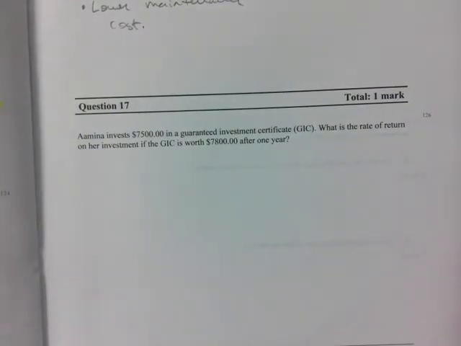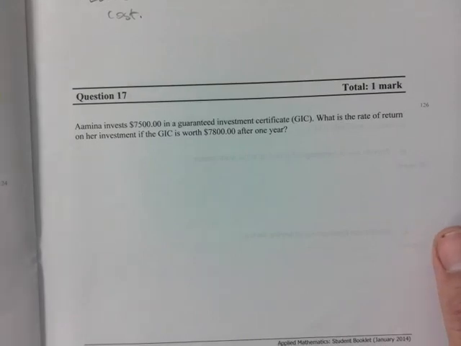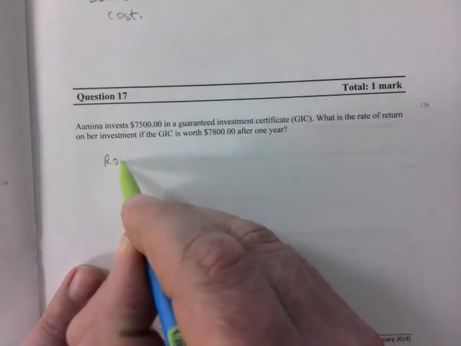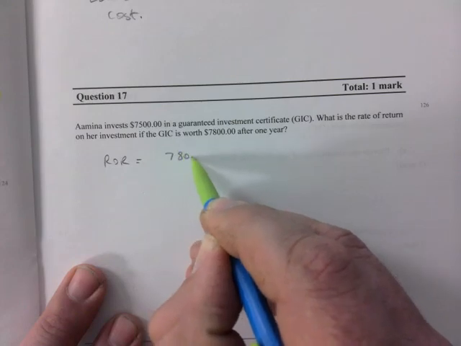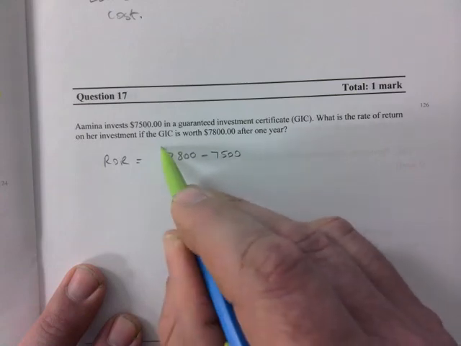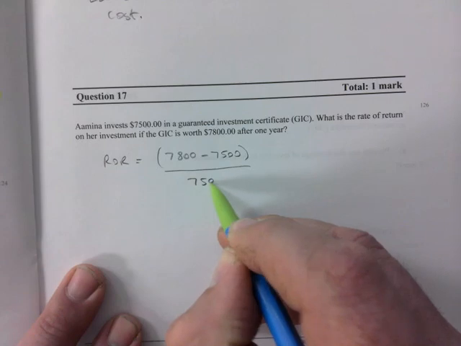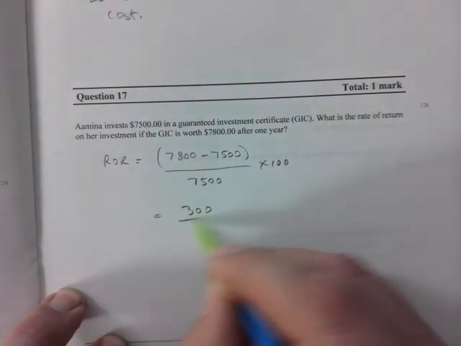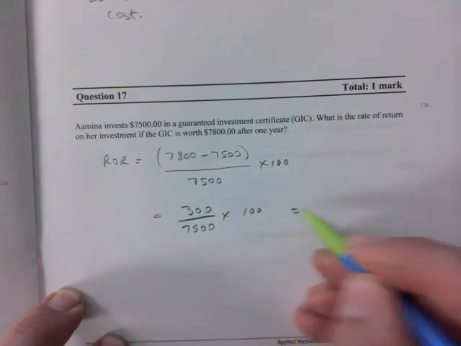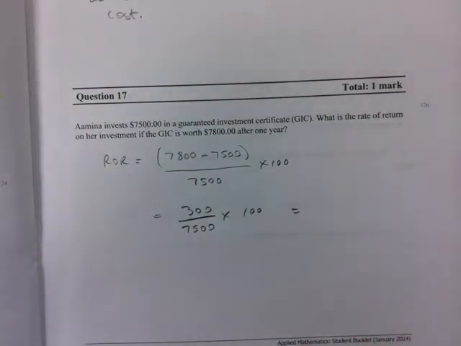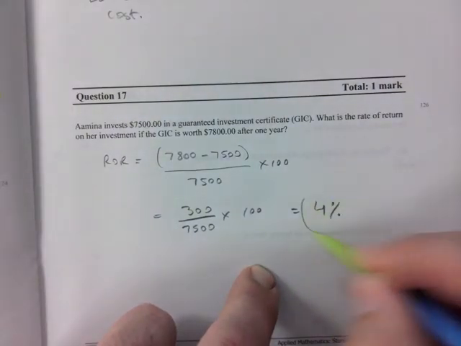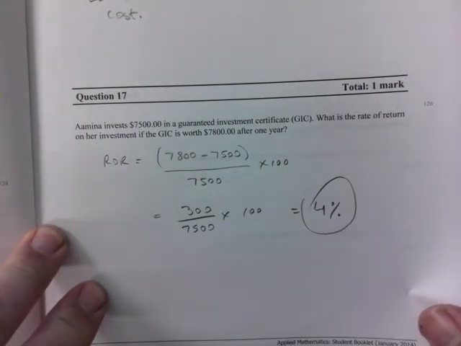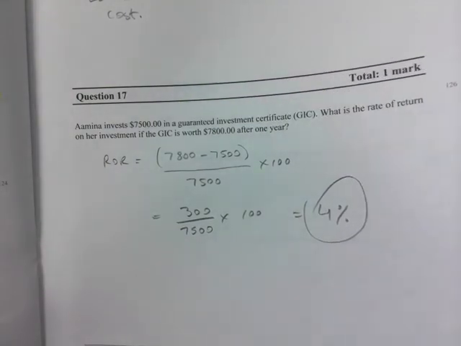Amina invests $7,500 in a guaranteed investment certificate. What is the rate of return of her investment if the GIC is worth $7,800 after 1 year? Rate of return. In this case, you would figure out how much you have earned in interest. It's $300, you can tell, and you divide it by how much you started off with, how much you invested. So that'll be 300 over 7,500 times 100, and I think it's 4%. Yeah, 4%. It's 1 mark, so we're not going to spend too much time on that.